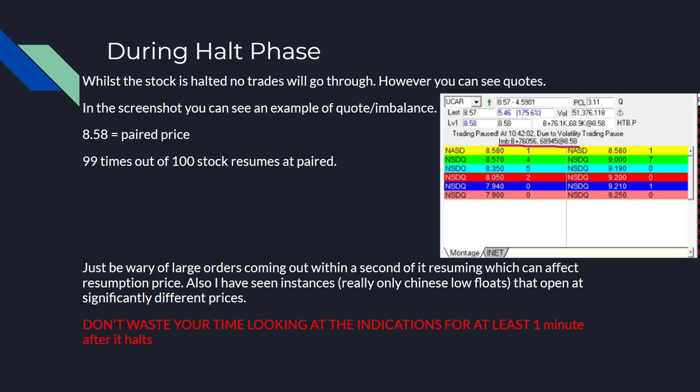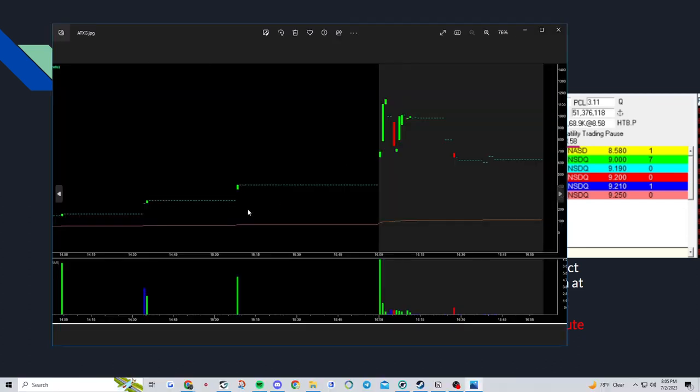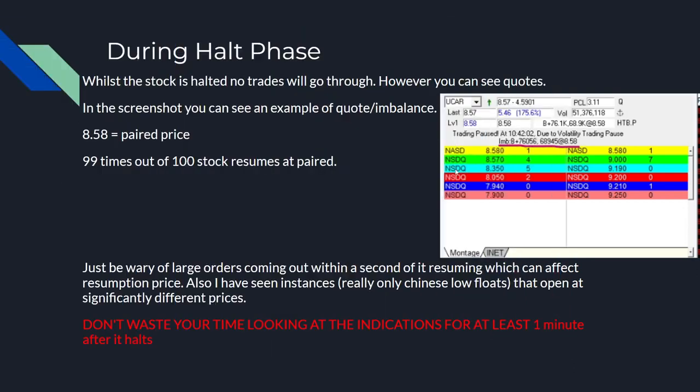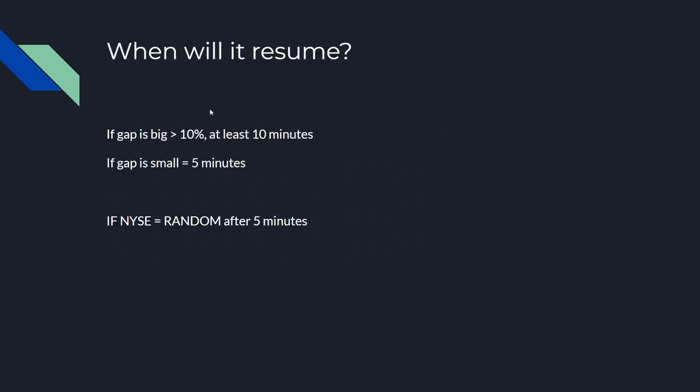But let's say 2-3 minutes pass and it's holding up there. For example, ATXG, which I'll actually give another example of later. After this up halt, it was indicating pretty much there the whole time and it wasn't going down, then you can know, okay, it's probably going to open there. But yeah, really the last 30 seconds matters.